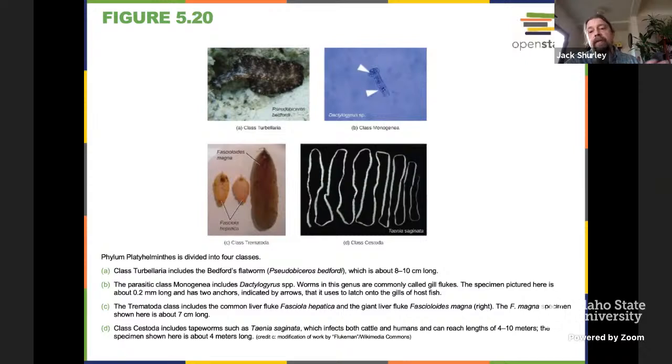We ingest the larva, and we get the adult stage of the worm. There are a couple that can cause some other issues. Taenia solium is the pork tapeworm, and we get infected similarly. Eating pork that is poorly cooked allows that cyst to be ingested.